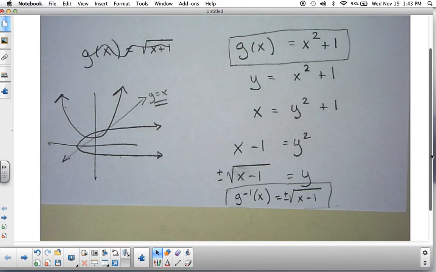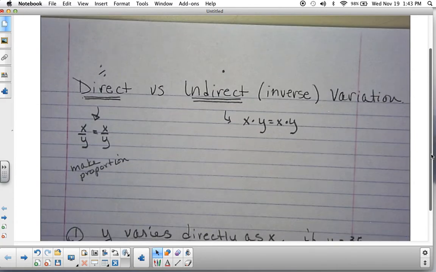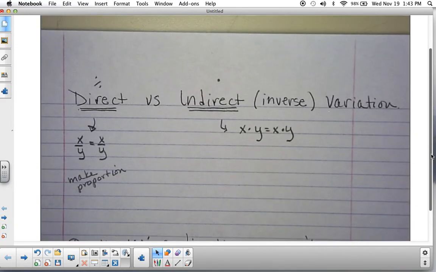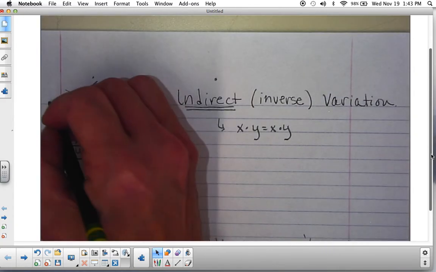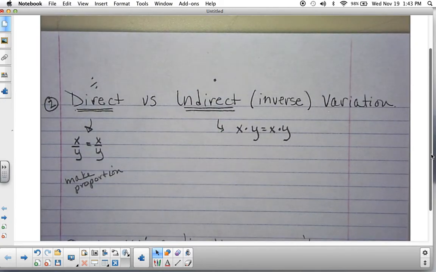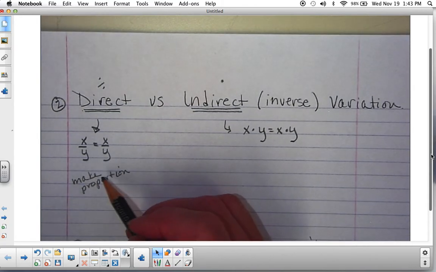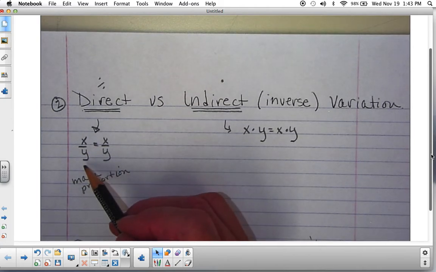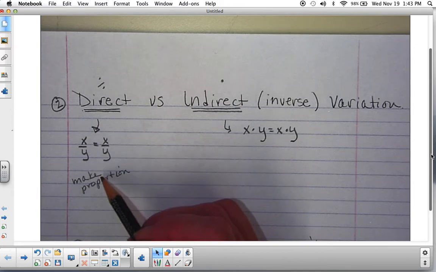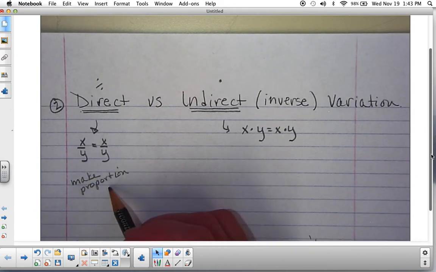All right, big idea number 2 for today is variation, and there are 2 types: direct and inverse, or indirect. When they tell you that things vary directly, you are going to make a proportion and solve it. So if they say x varies directly as y, x is 2 when y is 6, find x when y is this. This is like what you did with similar shapes. We are going to make a proportion.